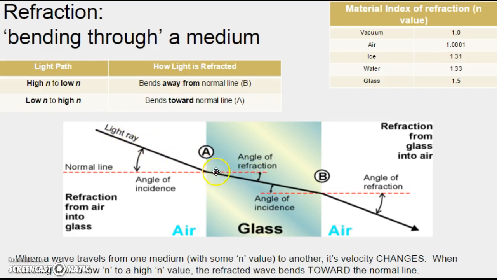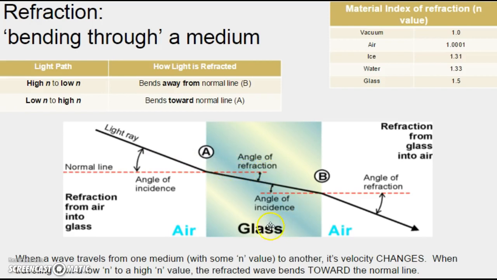The normal line is a line that we would draw perpendicular to the boundary, right? The boundary between the air and the glass is right here. If I draw a line perpendicular, that's what's in red. This is what I call my normal line. So normal is perpendicular. The rule is that if it travels from a low N value of air, which is 1.0001, which is lower than that of glass. Glass is 1.5. So I have a low into a high. It's going to bend towards the normal line. Notice the refraction is towards this line here.